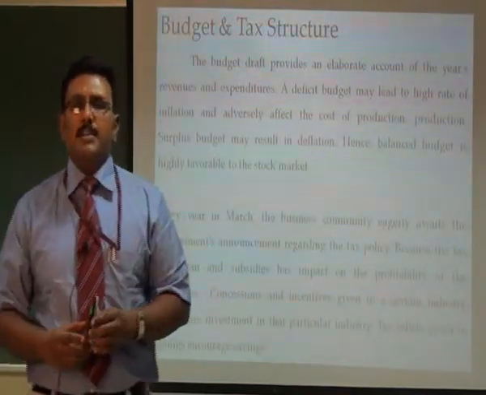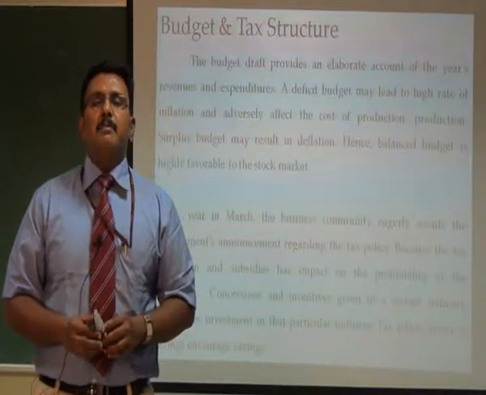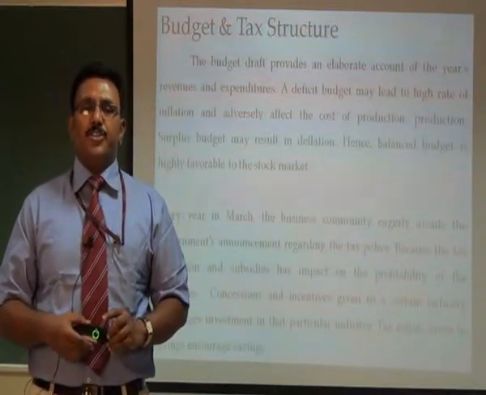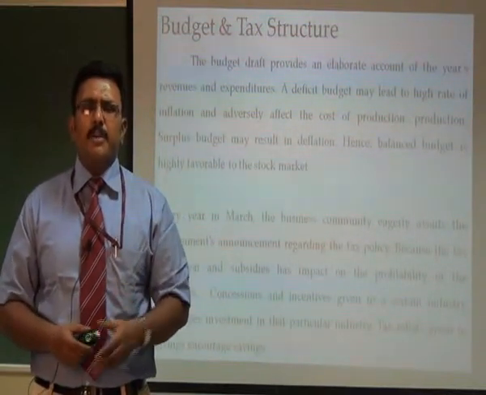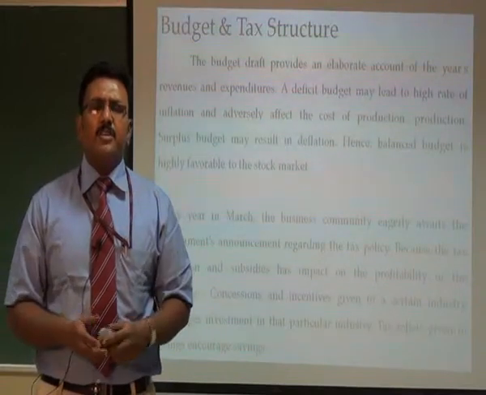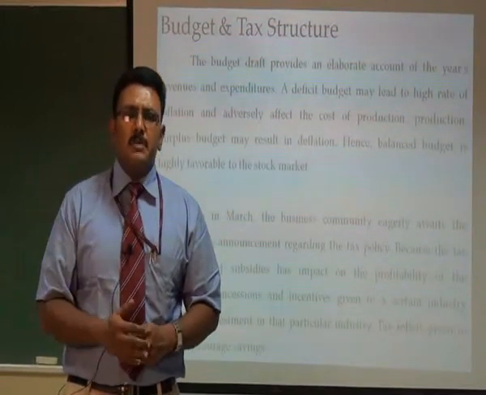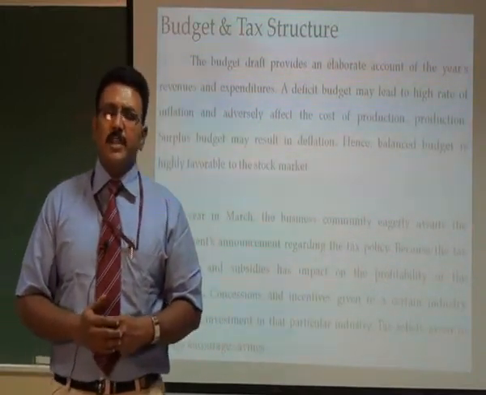Another important factor that we have to identify is the budget and tax structure of the nation. Every year by February 28th, the entire nation focuses on a particular person, the finance minister of India.